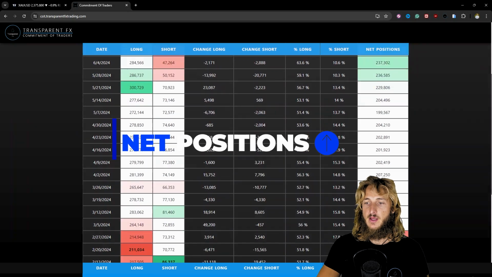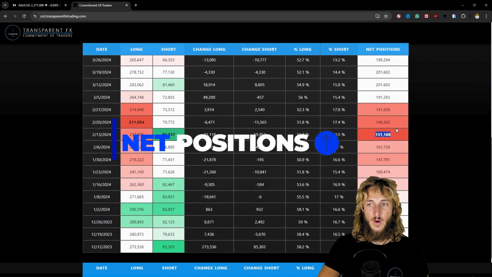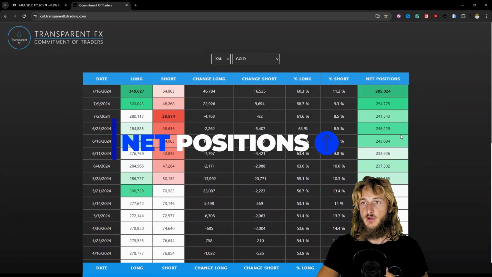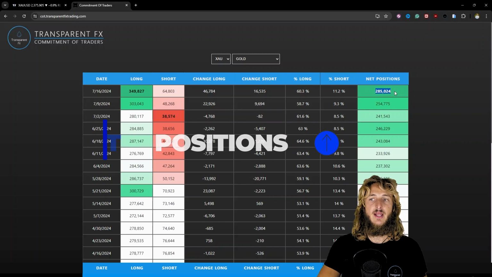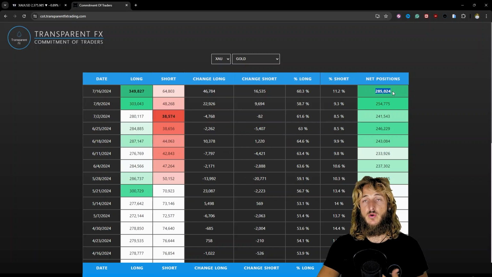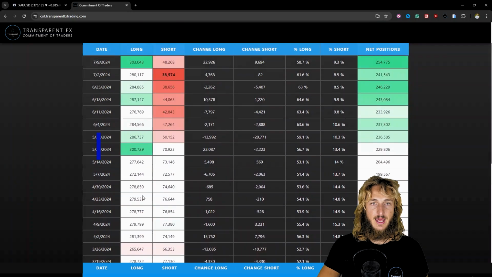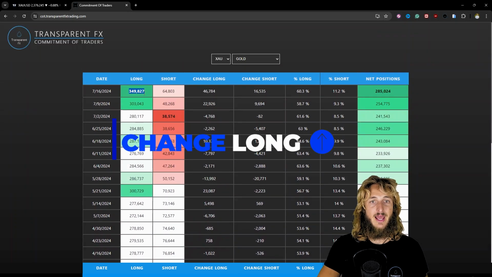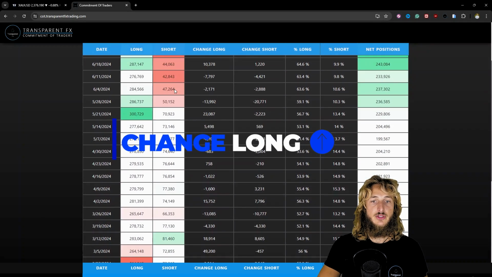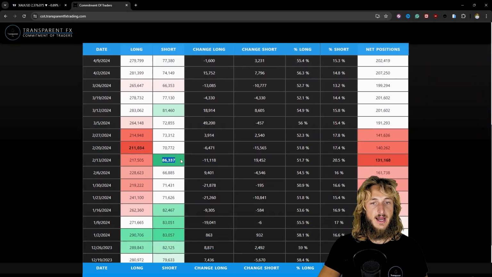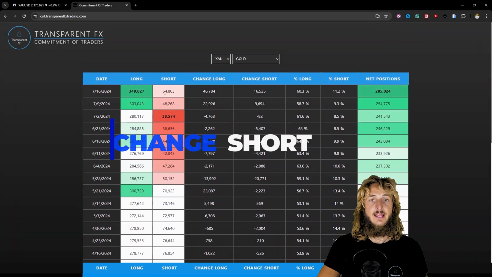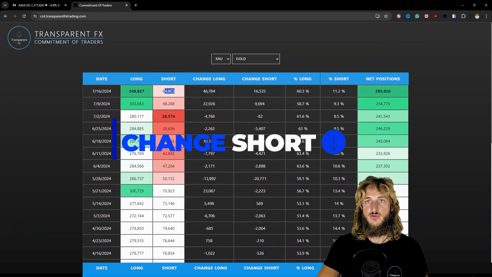We went from essentially 131.1k net positions as the lowest level, all the way up to 285k net positions. So we had a huge increase of longs, which went from 211k all the way up to 349k. And the shorts got decreased from the high here at 86k down to only 64k from an institutional perspective.